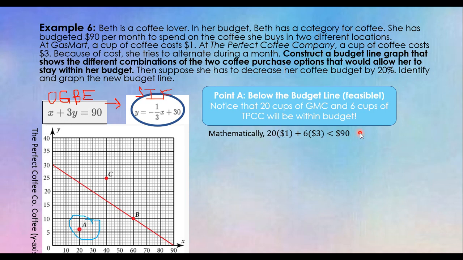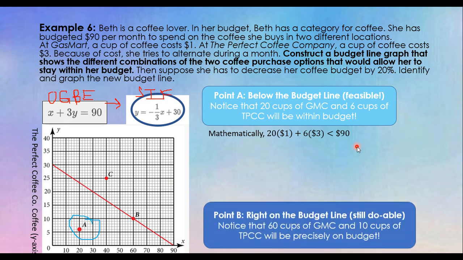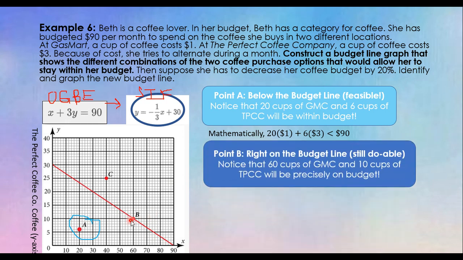That means I'm within my budget because my budget was $90 originally. Now, bring your eyes to point B, right here, right on the budget line. This is still doable, right? But this means I'm exactly at my budget.